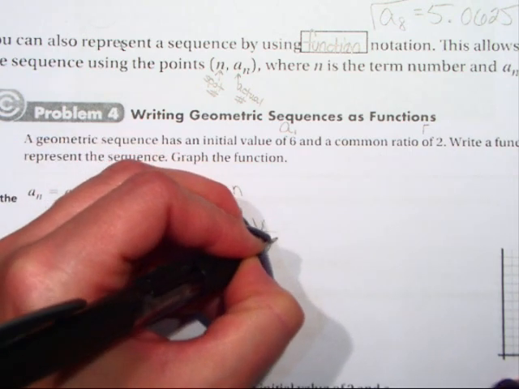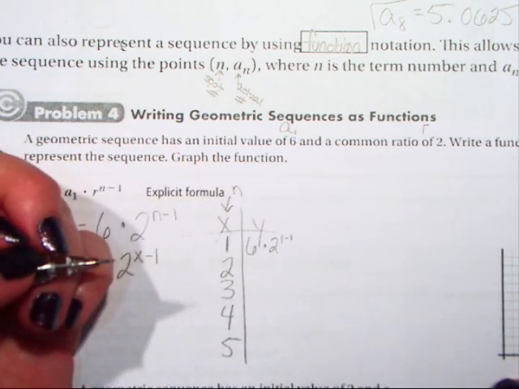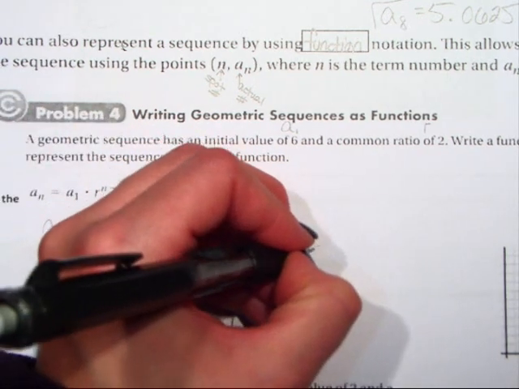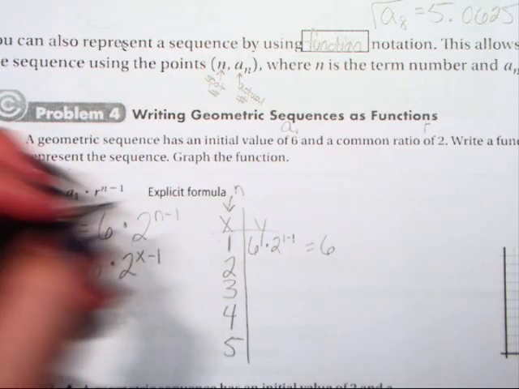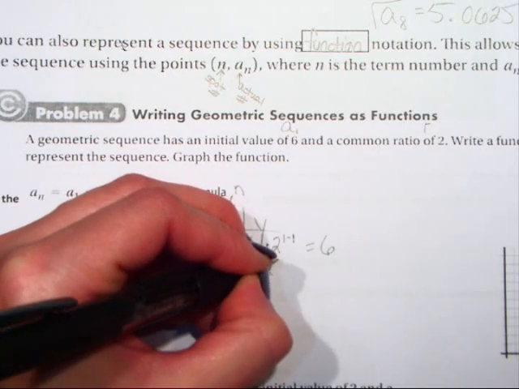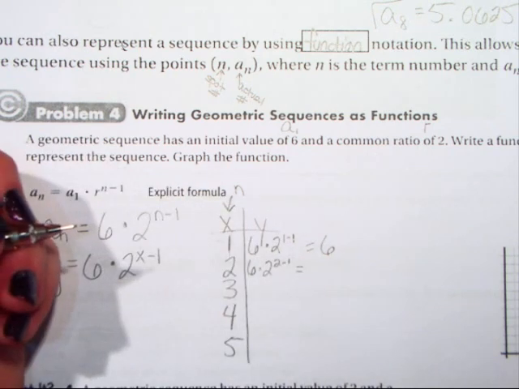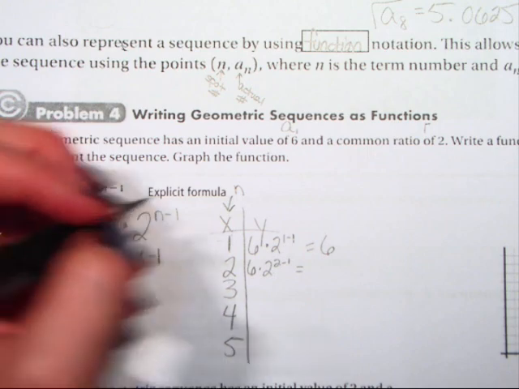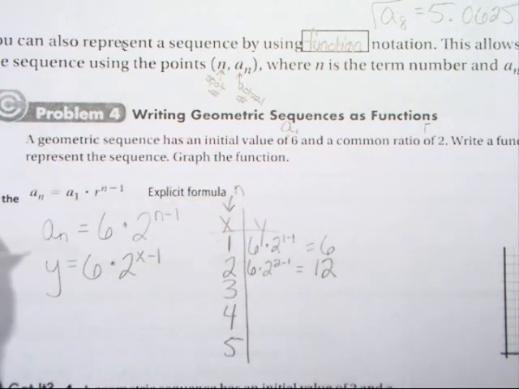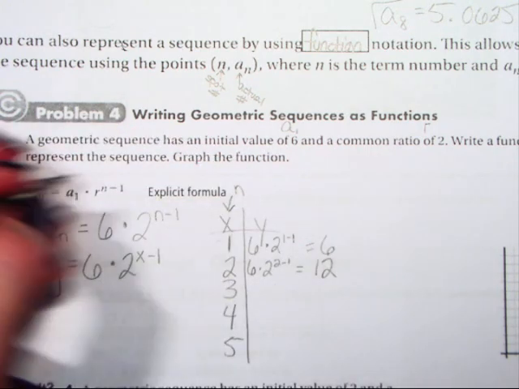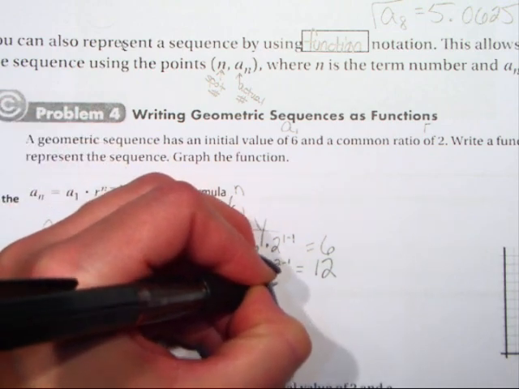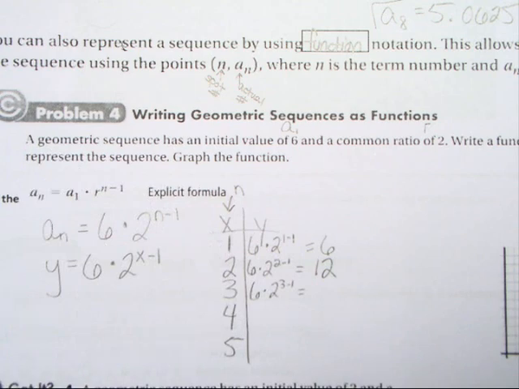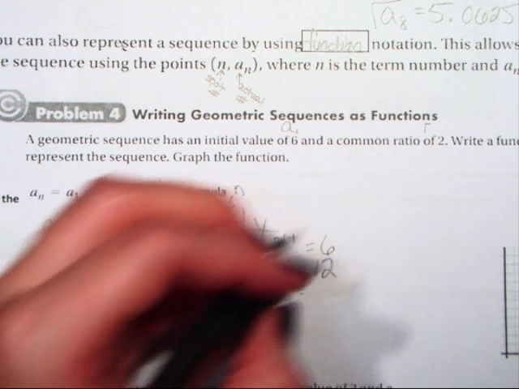So 6 times 2 to the 1 minus 1 is really just 6 times 2 to the 0, which is just 6 times 1, which is just 6. 6 times 2 to the 2 minus 1, that's really just 6 times 2 to the first, which is really just 6 times 2, which is just a 12. Okay? And then 6 times 2 to the 3 minus 1, are you ready? That's 6 times 2 squared, which is 6 times 4, which is 24.